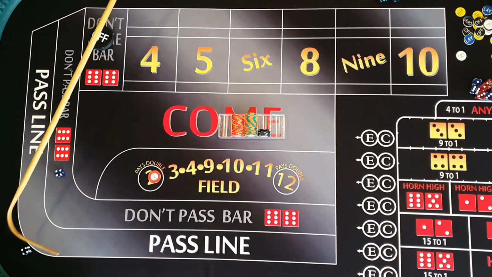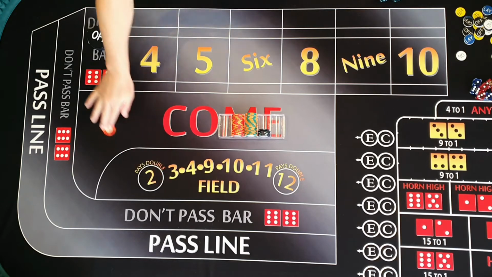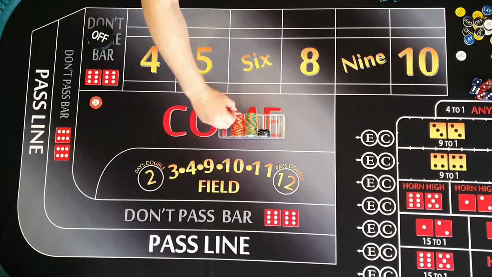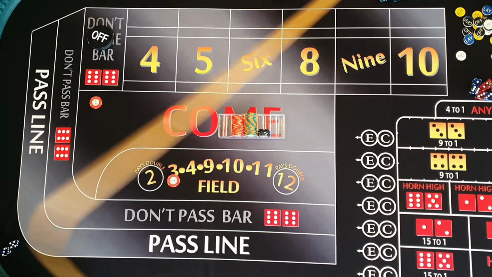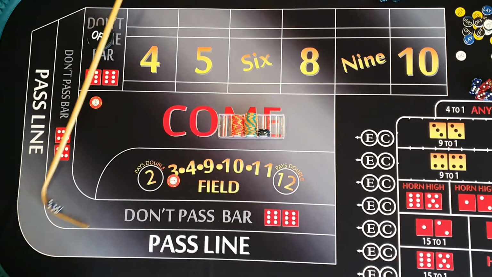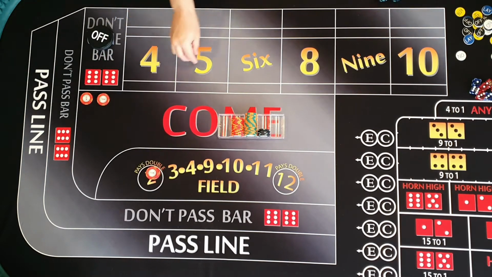Alright, so that's not a field number, so we lose that bet. And I'll put them over here so we know where we're up to. Go back down again. And that's not a field number either. So our first two bets have lost. So now we double it up to the next level.